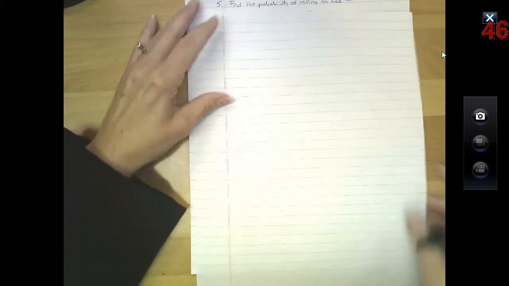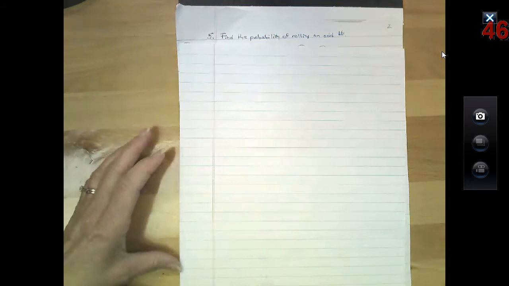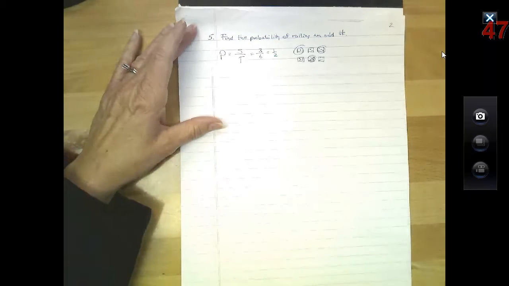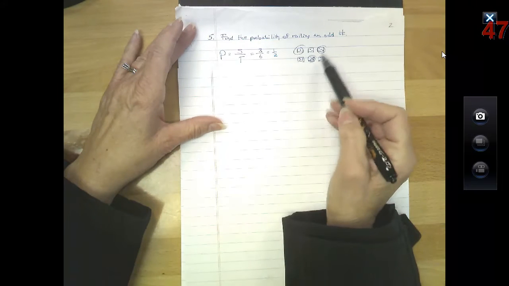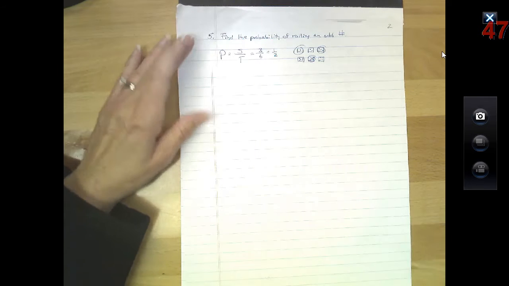Now, find the probability of rolling an odd number. Think about the odd numbers on a die. 1, 3, and 5. So, success, there's 3 of them out of the total 6. So here's the odd ones. There's 3 of those out of the total 6. Reduce it to 1/2.